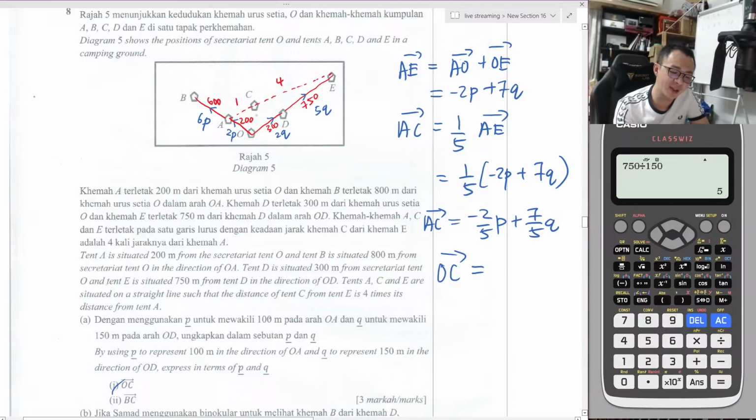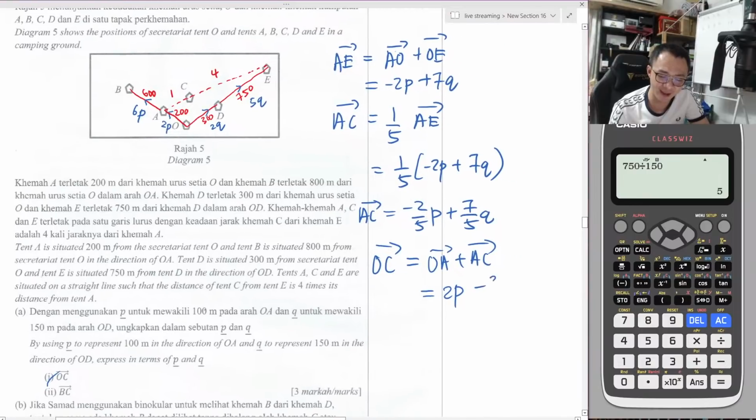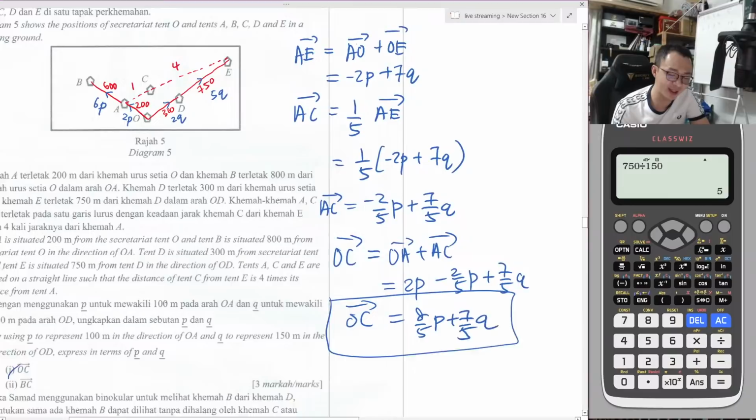OC, O to C, I can say is OA plus AC. O to A is 2P. A to C is minus 2 over 5 P plus 7 over 5 Q. So this is 10 over 5, so it'll be 8 over 5 P plus 7 over 5 Q. You can use a calculator, right? I got the OC. Then the question asks about BC.